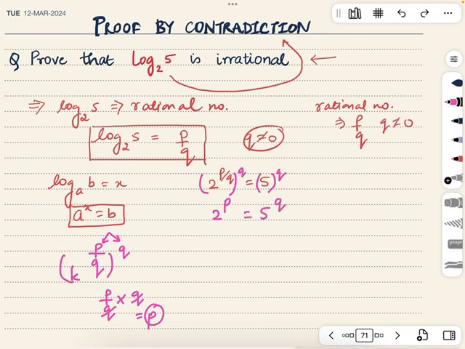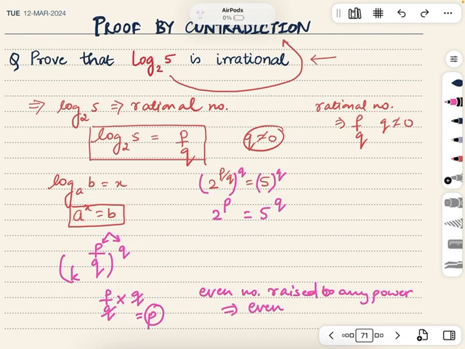We also know by the fact that any even number raised to any power would yield an even number only. 2 raised to a power will be an even number. And odd numbers raised to any power will be odd.